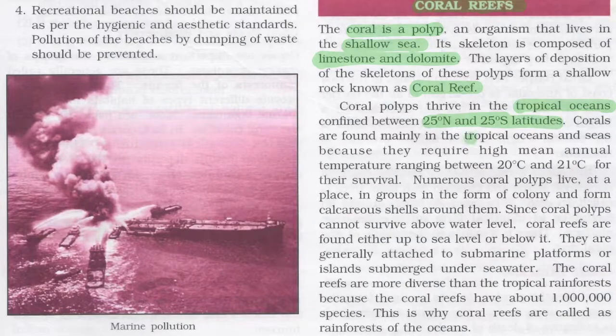These are found in tropical oceans and seas because they require a high mean annual temperature that ranges between 20°C to 21°C for their survival. Several coral polyps live at a place in a group in the form of colonies, and they form calcareous shells around them. Since coral polyps cannot survive above water level, coral reefs are found either up to the sea level or below it. These are generally attached to submarine platforms or islands submerged under seawater.